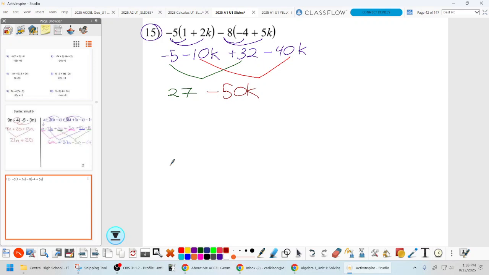Does order matter this time? Yeah. Well, it's kind of a yes and no question as long as you're careful with sign. How could I rewrite this with the k term first and still have it be correct? Negative 50k plus 27. Alright, so just keep that negative sign with the 50k and you're okay. Okay?